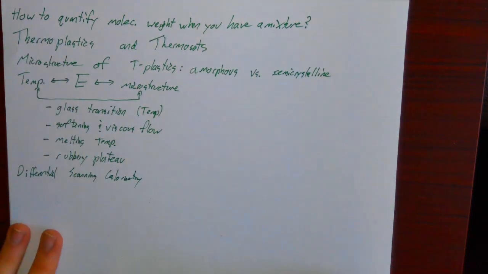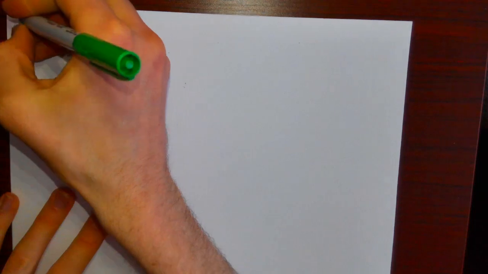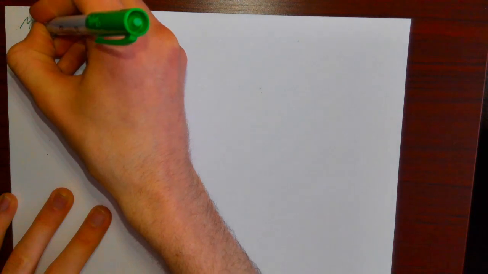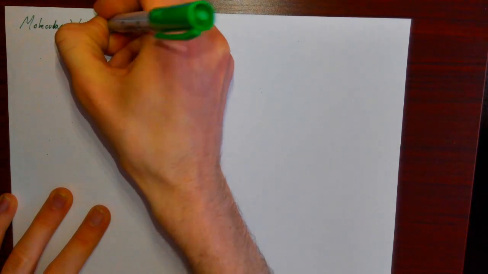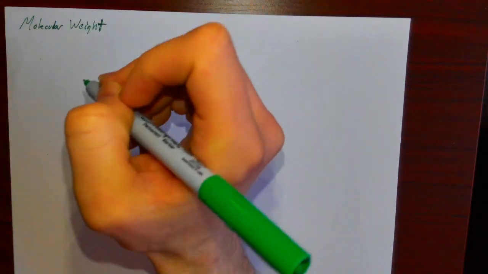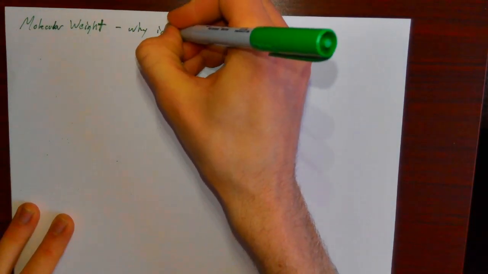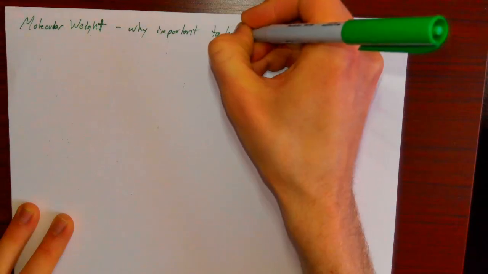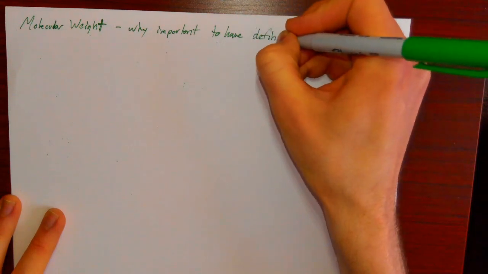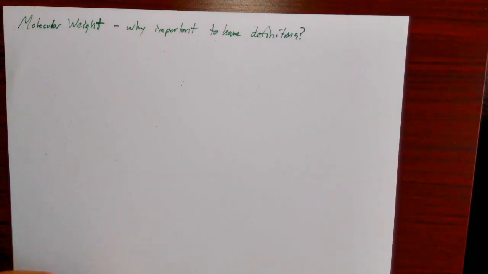Let's now start talking about how we might quantify molecular weight. First, take a moment now and think: why might it be important to quantify molecular weight with polymers? Why is it important to have precise quantitative definitions? Why do we even care that much about molecular weight at all?